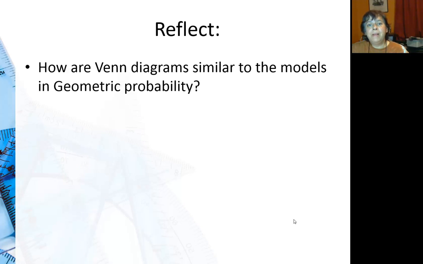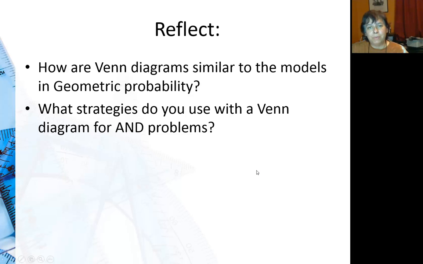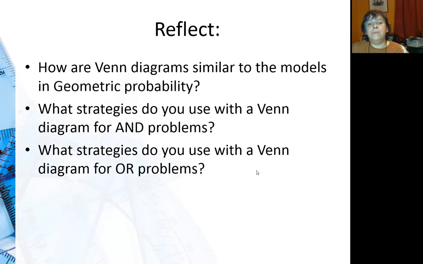So to reflect further, how are Venn diagrams similar to the models in geometric probability? And then what strategies do you use with the Venn diagram for AND problems? And how do you use it for OR problems?